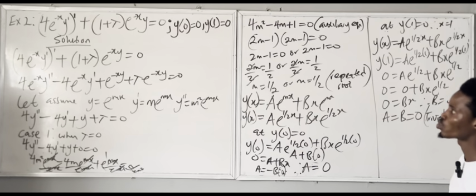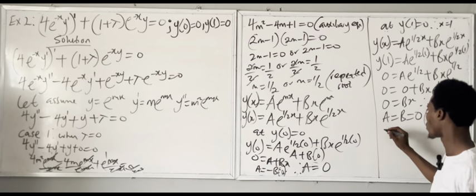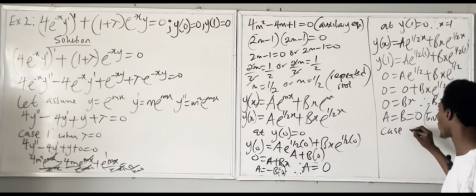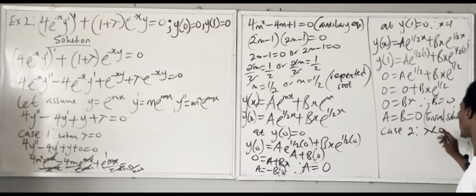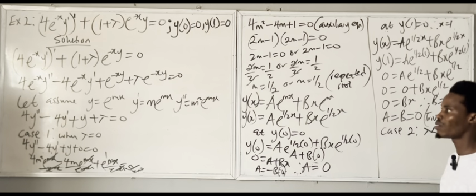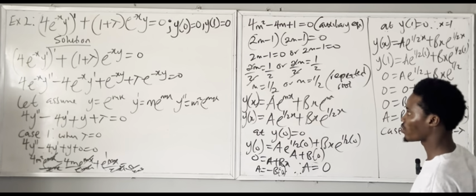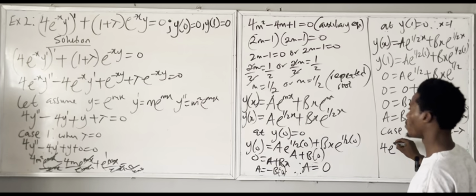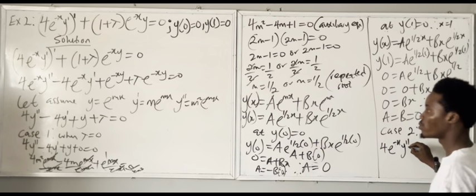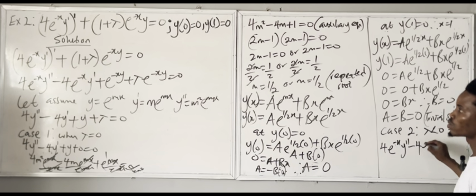So my second case is what? My second step is to consider case 2, where lambda is less than 0. That is, if lambda is less than 0, it means lambda is negative. It means I'll go to my Sturm-Liouville problem that I was given. Whenever I see lambda, I put negative. So what am I going to have? I'm going to have 4 exponential minus x y double prime minus 4 exponential minus x y prime.